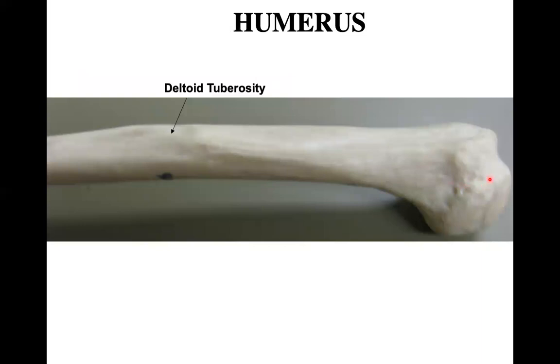Here is a different view of the humerus. Notice again the head right here. If the head is pointing down, on the opposite side you will have these bumps about halfway through the length of the humerus. These are the points of attachment for a triangular muscle that goes right over your shoulder called the deltoid muscle. Because these are the points of attachment for the muscle, they're called the deltoid tuberosity.